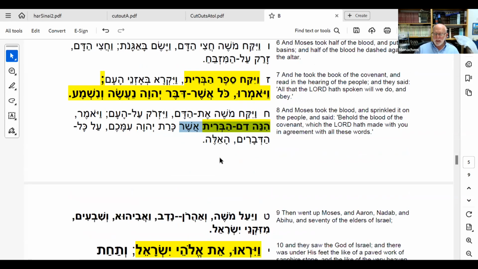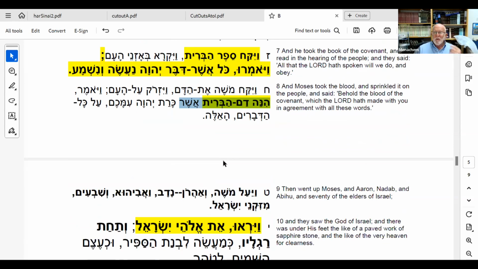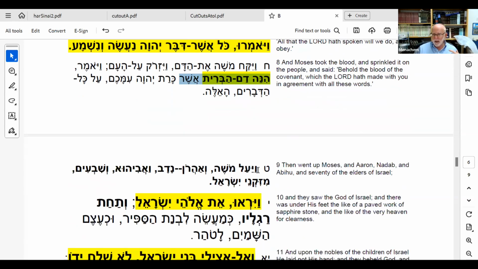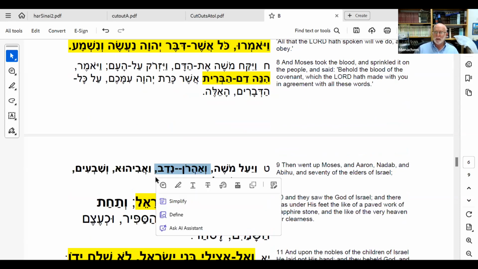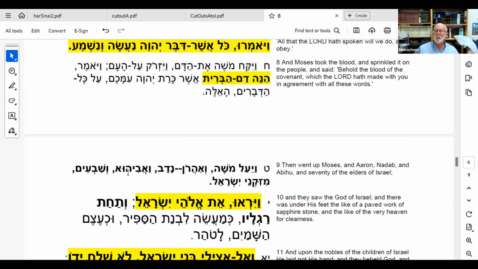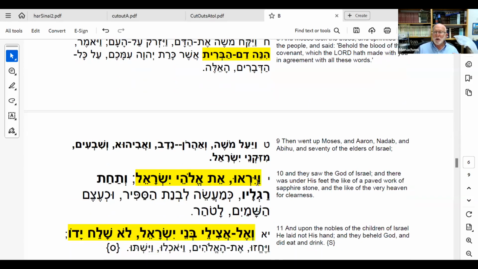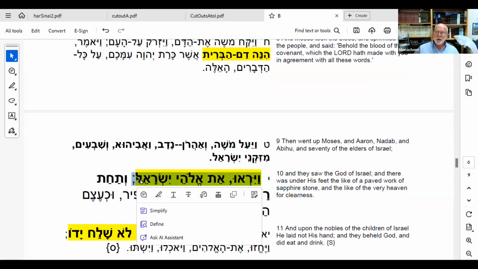Okay? After this ceremony, Vayaal Moshe, here's a group. Vayaal Moshe, Aharon, Nadav, Avihu, V'shivim Zkenim M'ziknei Yisrael. Okay? A group of leaders, not just Moshe, Aaron and his sons, and 70 elders. That's accepting the award for the Jewish people, basically. But this leadership group, Vayiru et Elohei Yisrael. What's that mean? They saw God.